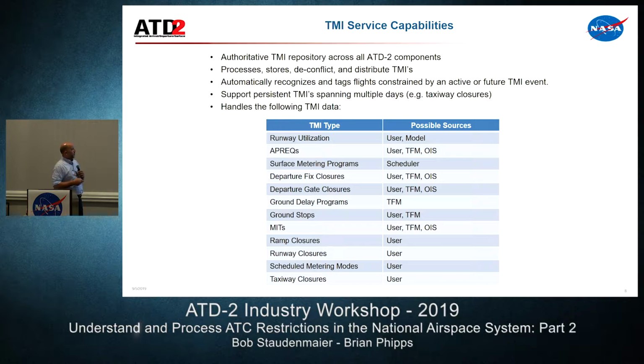So the table here reiterates the list of TMI types that we're handling within the ATD-2 system, as well as the possible sources that they come from. Most of them come from TFM, OIS, or I should say most of them come from the user, because we allow the user to modify these restrictions as well. Just because we're automatically receiving it into the system, sometimes we still make mistakes, and the user does have to get involved to make corrections or add TMIs that perhaps weren't properly picked up.